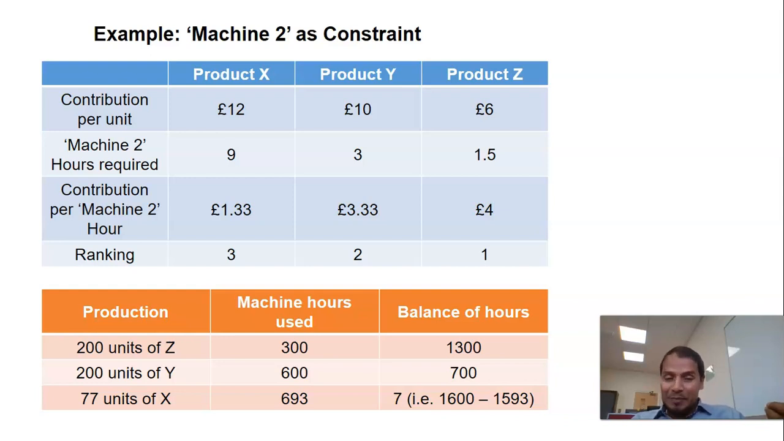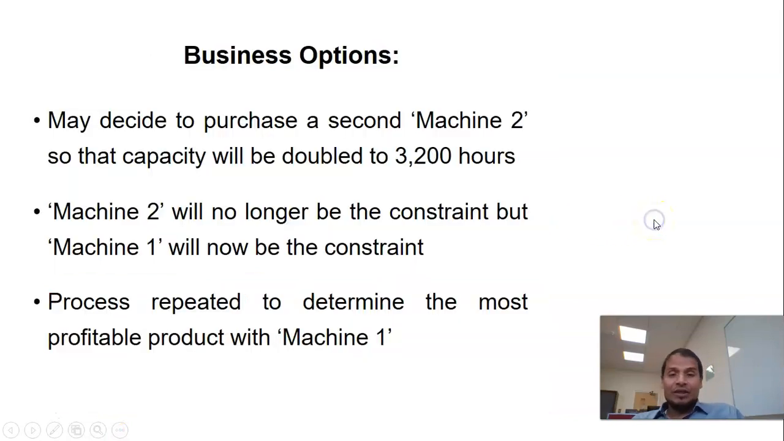The organization will get maximum benefit from machine 2 if they produce these products this way. All right. So this is how we should solve this problem.